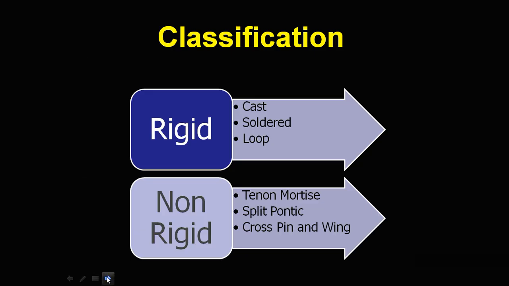This is a recap of the classification for connectors in FDPs. So you have rigid connectors and non-rigid connectors. Rigid connectors include cast connectors, soldered connectors, and loop connectors. Non-rigid connectors include tenon mortise connector, the split pontic design, and the cross pin and wing design.